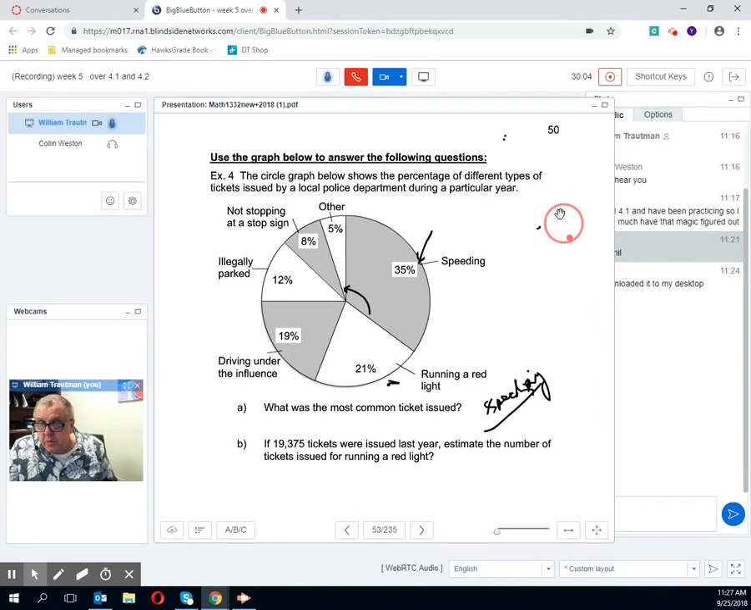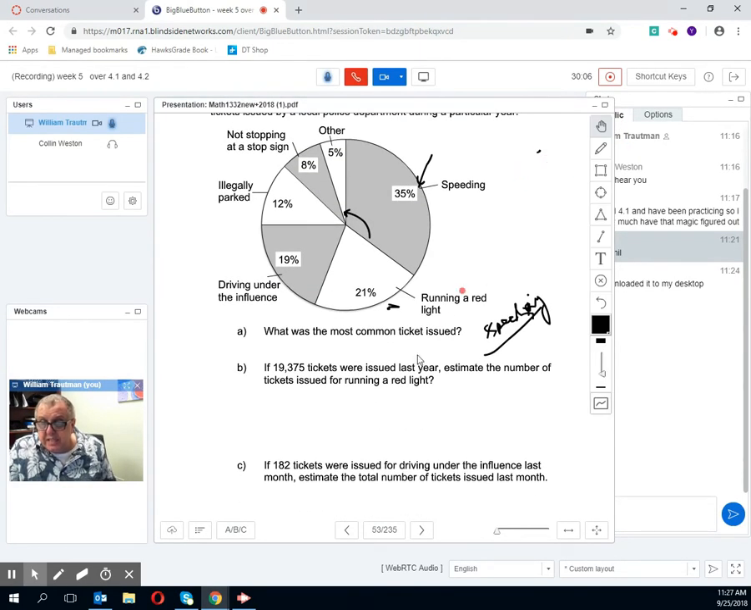Let's keep on going. Let's see what's next. If 19,375 tickets were issued, okay, so there's some math involved here. If this many tickets were issued last year, estimate the number of tickets issued for running a red light. Well, if 21% of the tickets were running a red light, then we have to take 21% of this number.